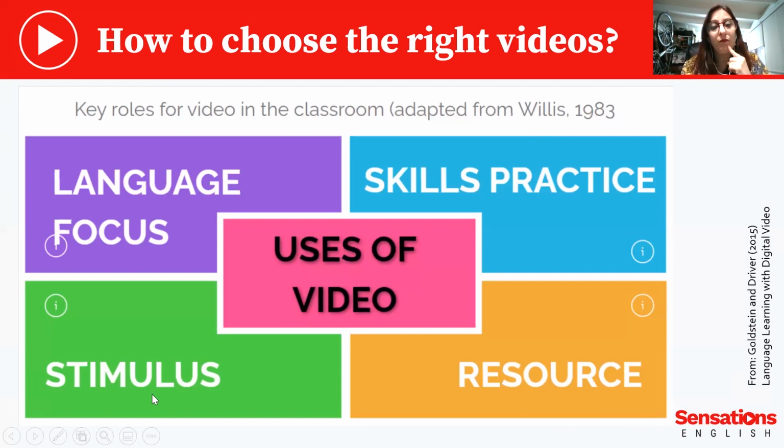Now, the third use is stimulus, and that means that you are going to show a video early on, at the beginning of a lesson, to be a catalyst for follow-up classroom tasks. So the video is the starting point.